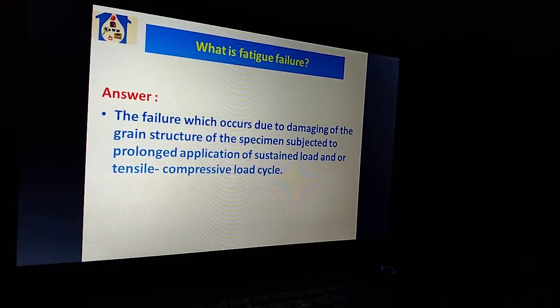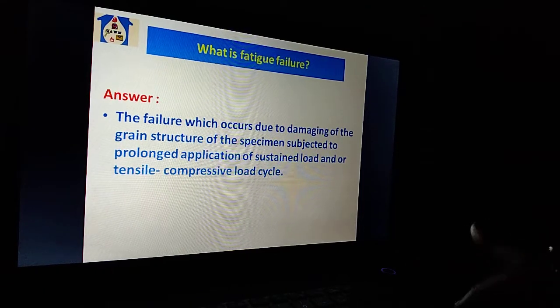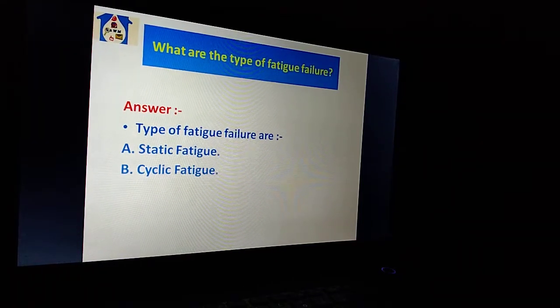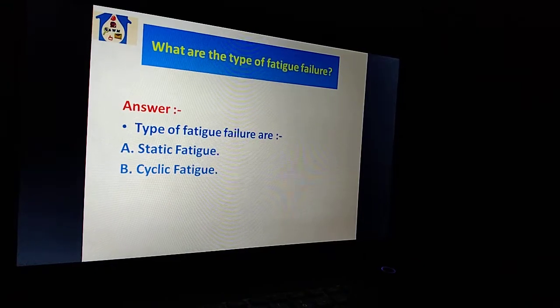What is fatigue failure? The failure which occurs due to the damaging of the grain structure of the specimen subject to prolonged application of sustained load and or tensile compressive load cycle. What are the types of fatigue failure? Answer: types of fatigue failure are static fatigue and cyclic fatigue.